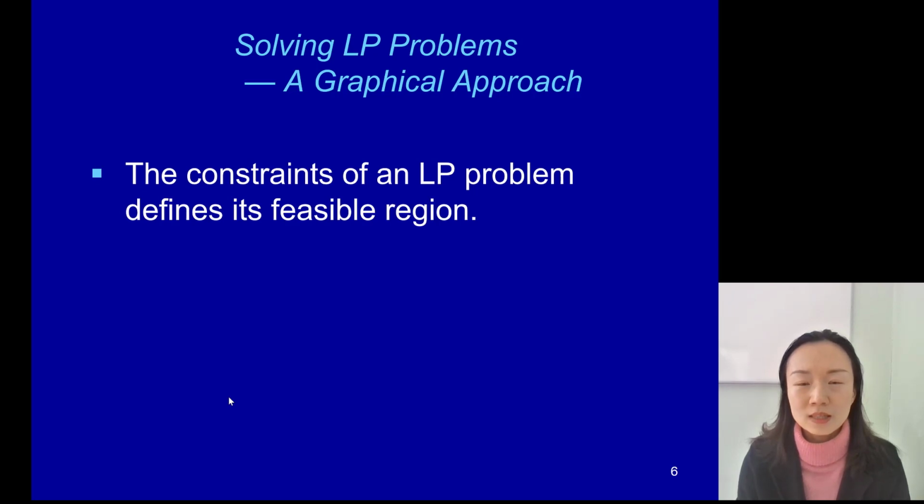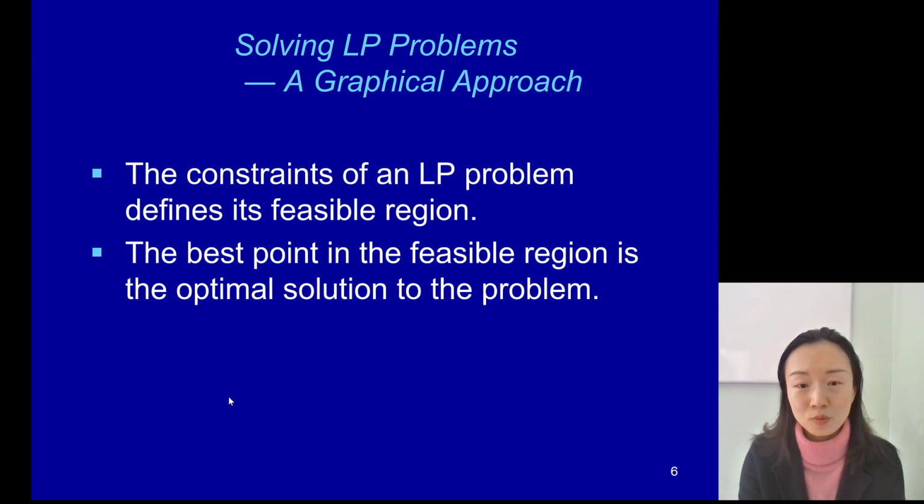The constraints, when you combine them together, give you a region in which all the points will be a feasible solution to our problem. So a point that satisfies all those constraints will be considered a feasible solution to the problem. All those points put together represent the feasible region of the problem. And the best point in this feasible region is the optimal solution to this problem.